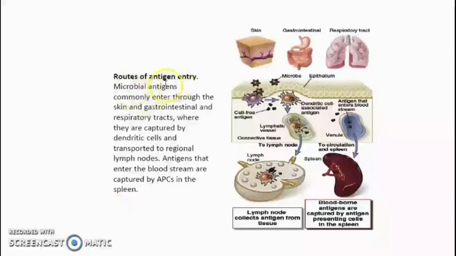The route of antigen entry. Here are the three types of antigen entry routes: the skin, the gastrointestinal tract, and the respiratory tract. There are two routes. One of them is through lymphatic vessels, and the other is blood-borne antigen, which is filtered in the spleen.